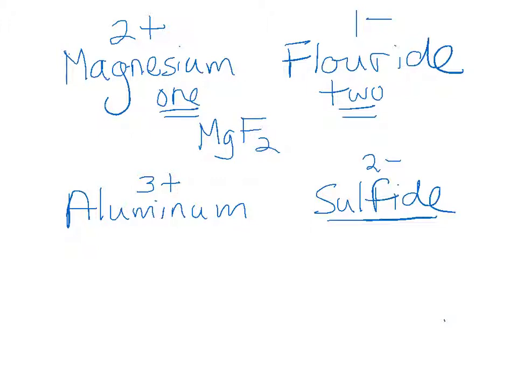Now, once you know the charges, remember, ask yourself, how many of each ion would I need to cancel out the charges? So if I had 2 aluminums, my total charge would be 6+. And if I had 3 sulfides, my total charge would be 6-, right? So 2 aluminums and 3 sulfides cancel out charges, and so your final formula is Al2S3.